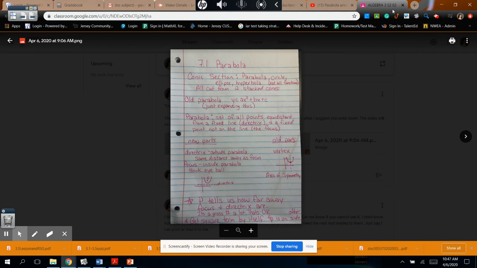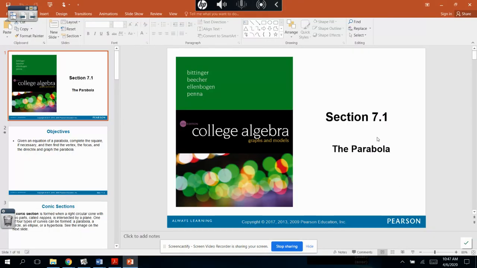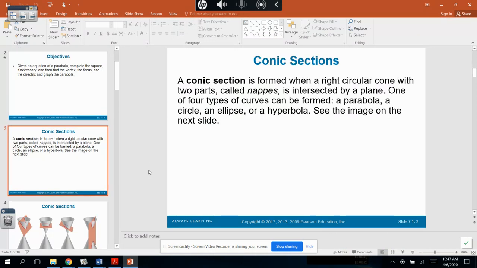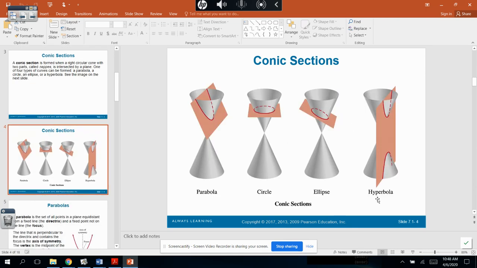Let's close this all out here. Where's my notes at? Okay, so we're going to talk about the parabola. First of all, these are conic sections. There's going to be 4 sections, and conic sections are just what they sound like. They're sections of a cone, and there actually are 2 cones that are stacked on top of each other.